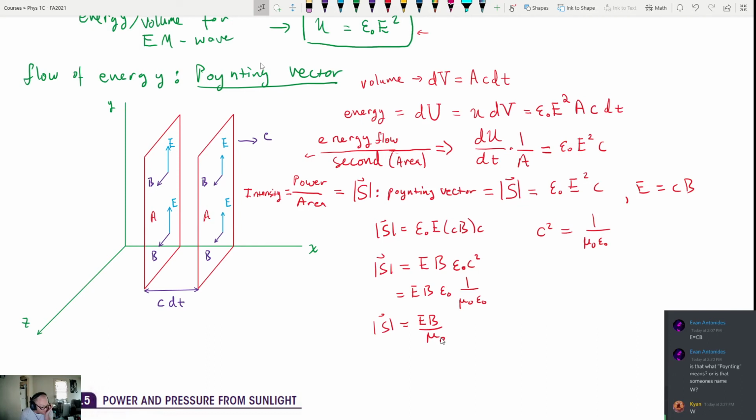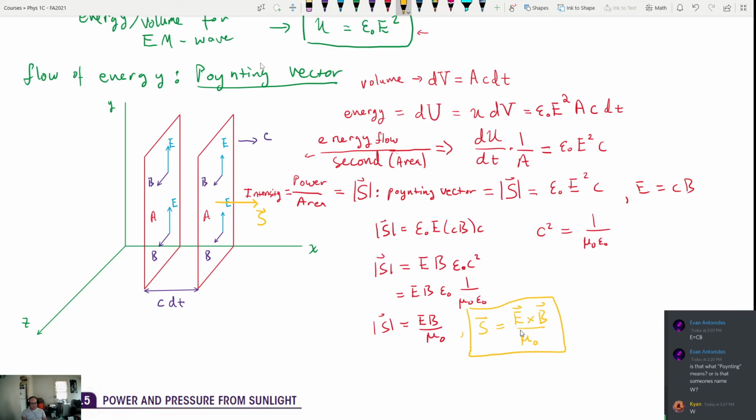Now, in order to turn this into a vector form, we're going to use the fact that the energy associated with this light wave flows in the same direction as the velocity of the waves. The energy flow goes in that direction, but we also know that the direction S is given by E cross B. So we can define the Poynting vector as E cross B divided by mu naught. And that is the Poynting vector.